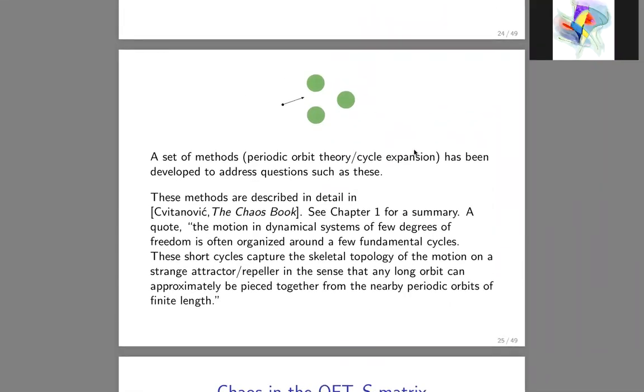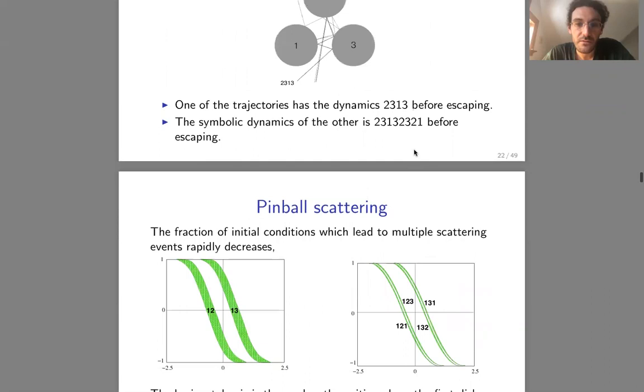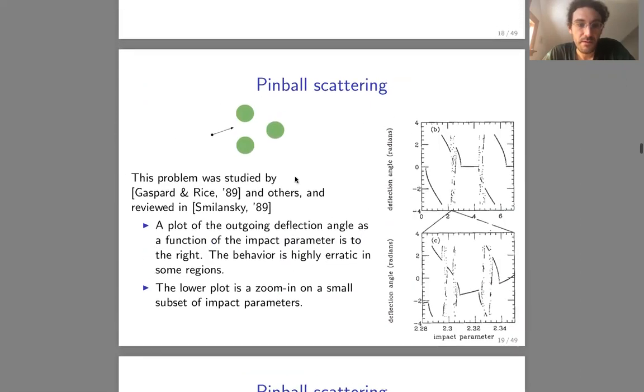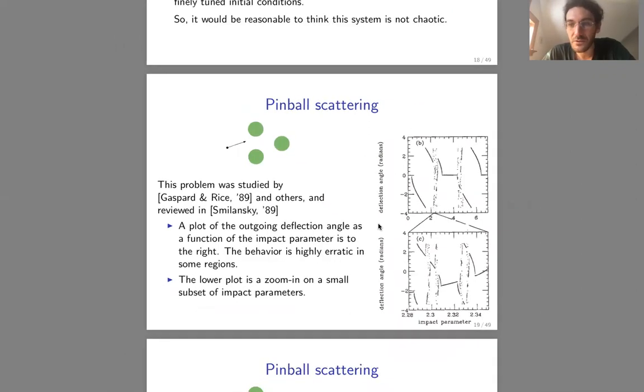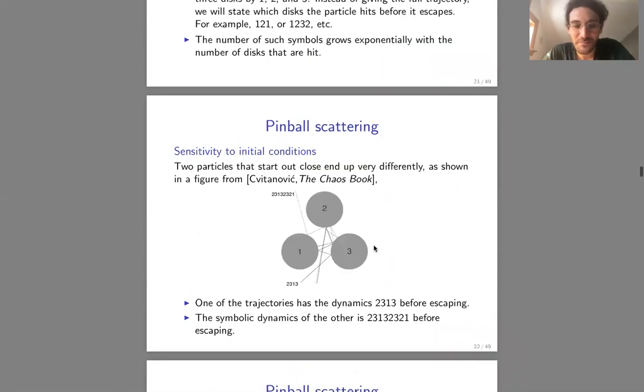This may not be relevant, but if someone calculates the eigenvalues from a Schrodinger equation for this setup, will one also see level statistics? This question of quantum chaos is what motivated the study by these people, Gaspard and Rice and Smilansky and others. Here it's not a closed system, so I'm not sure what you would be computing.